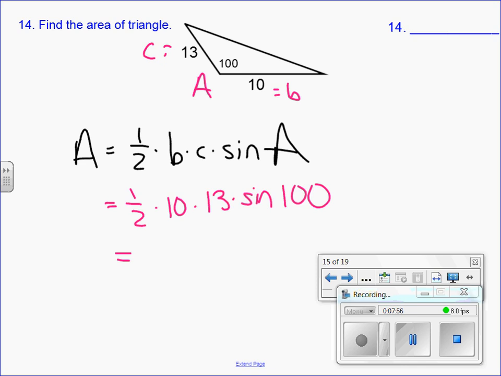I got 64.01, so check that that's right. Let me know if I did it wrong. I might have typed the number wrong, who knows.